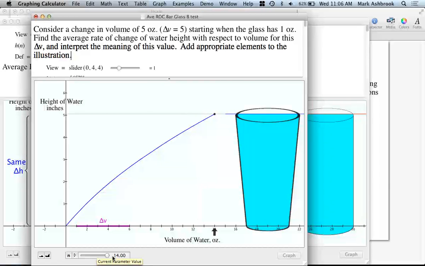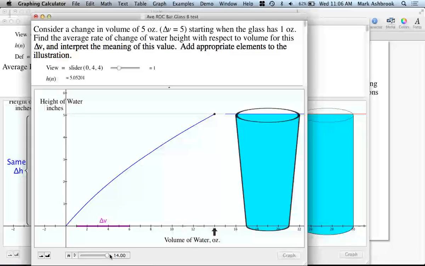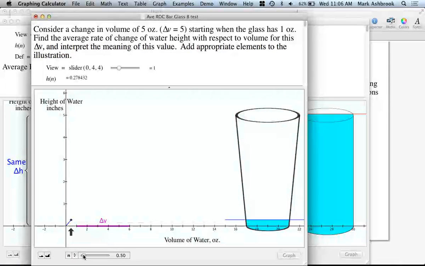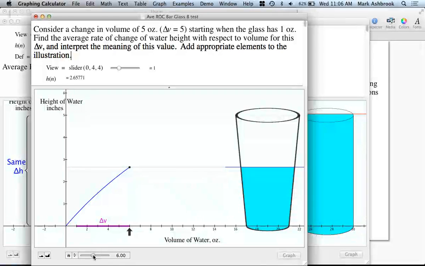I'll give you some numbers here. There's our height. At 14 ounces again, it's 5.052. So at 1 ounce, the height is 0.543 inches. And at 6 ounces, 2.66. So at 1 ounce the height was 0.543, is that right? And at 6 ounces, 2.66. So our change in volume is 5, going from 1 to 6.